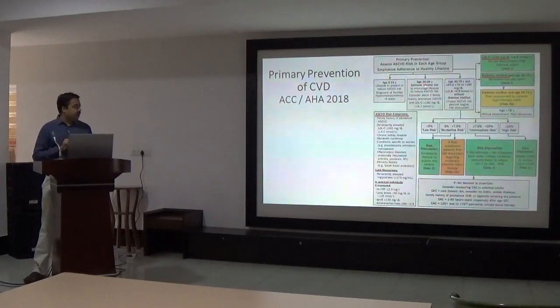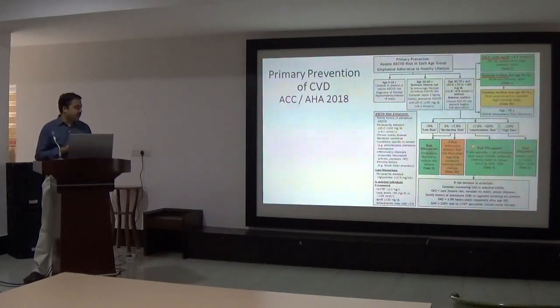Age between 20 to 40 years, estimate lifetime risk with ASCVD score. Consider statin in family history of premature atherosclerotic cardiovascular disease or LDL more than 160. 40 to 75 years without diabetes mellitus, 10-year risk estimation is necessary. If it is less than 5%, the patient is in the low risk group. Risk discussion is emphasized to improve lifestyle and dietary modifications.